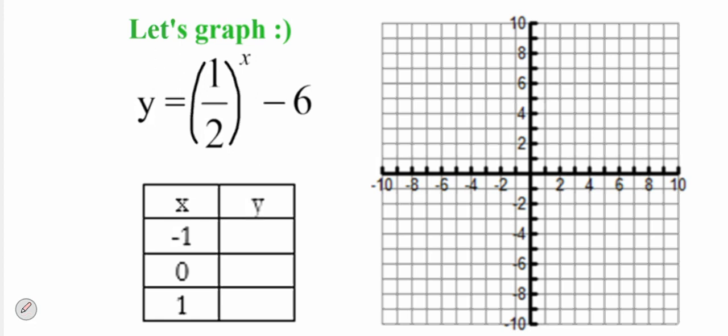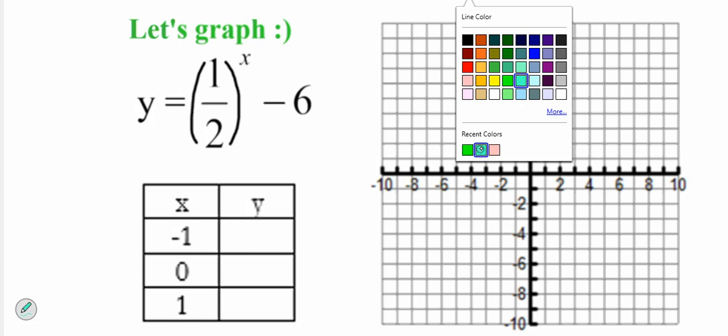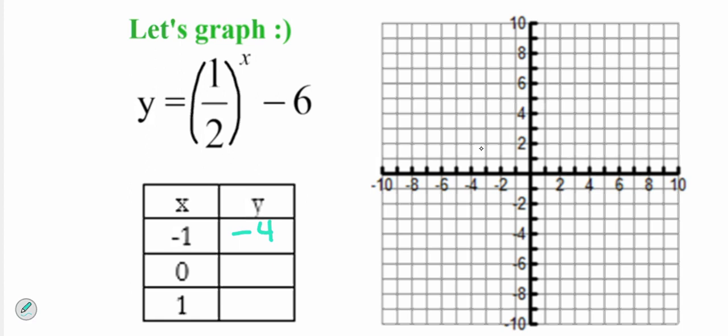So you know the deal. Pause, and you better pause, pick up your calculator. All right, so go ahead and do that and come on back. All right, so when I did that, I got, let's see what I got. I got -4 and -5 and -5.5. So what I'm going to do is I'm going to go ahead and plot those 3 points, -1, -4, 0, -5, and 1, -5.5.